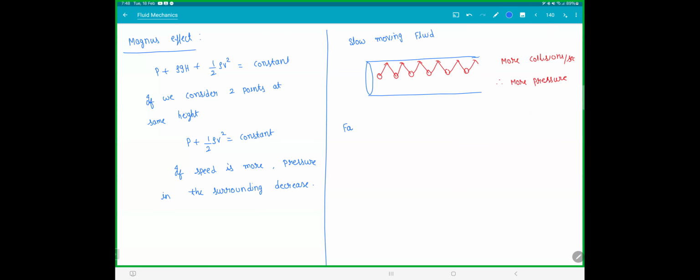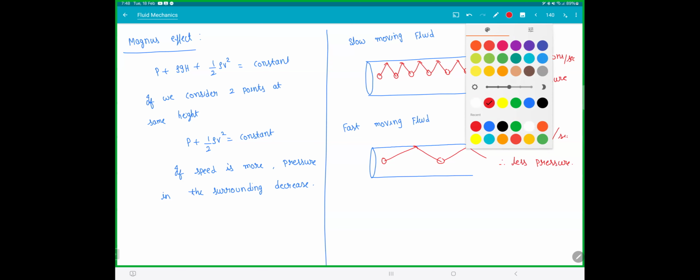But it's the same thing if it is a fast moving fluid. The molecules, because they're going pretty fast, collisions decrease. Is this making sense, everyone? I'll give you examples also.